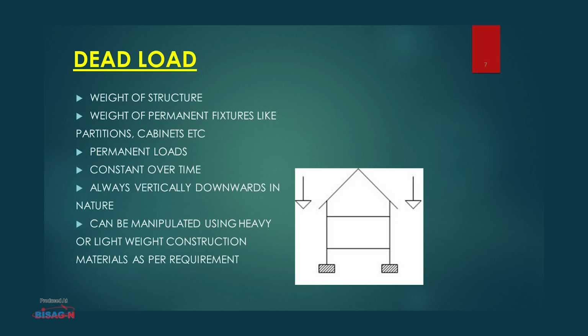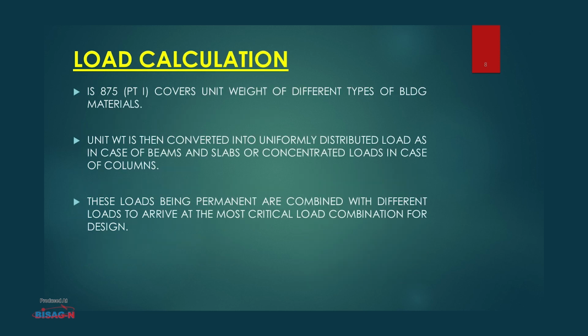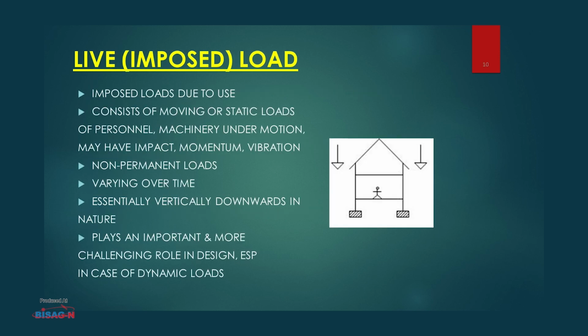The dead loads are calculated from the estimated material densities and member sizes. The unit weights can be taken from IS 875 Part 1 or ascertained from the manufacturer. Unit weight is then converted into uniformly distributed load as in case of beams and slabs, or concentrated loads in case of columns. These loads, being permanent, are combined with different loads to arrive at the most critical load combination for design.